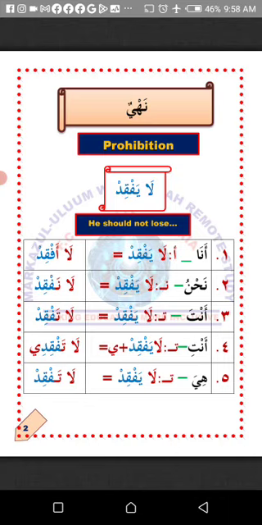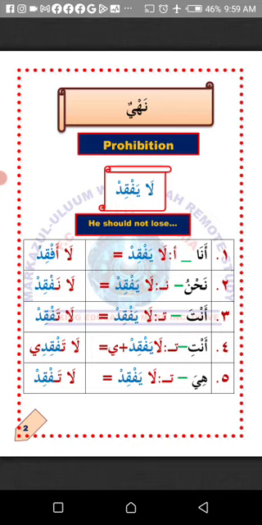Arba, number four. Anti, you, representing a single female person. So how do we change the verb la yafkid to suit anti? The same principle is applicable. However, we are going to attach ya'un to the last letter. Remember, once ya'un is attached, the letter before it must take kasra, as we know that ya'un is the mother of kasra in Arabic. So the verb la yafkid will now become la tafkidi, which means you should not lose.